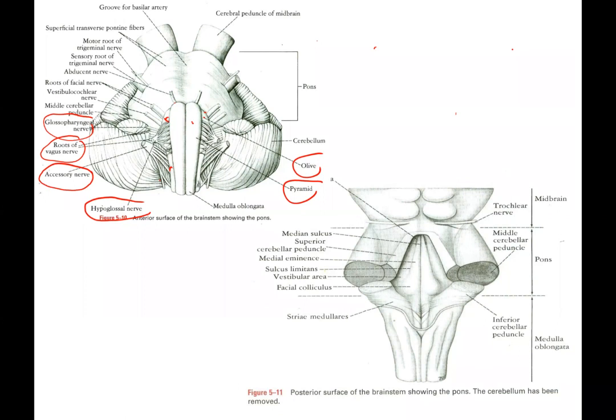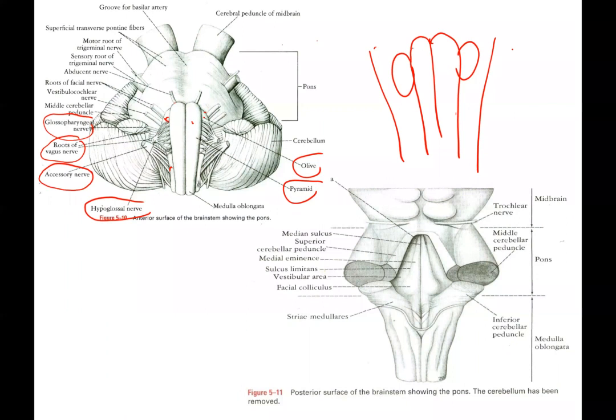They come out between the olive and the inferior cerebellar peduncle. This diagram is not clear on that. So it's like this. I deleted this. So it's like this. You get the olive here. You get the inferior cerebellar peduncle. So your 12th cranial nerve comes out here. Then your 9th, 10th, and 11th cranial nerves come out in this area between the inferior cerebellar peduncle and olive. So they can go down like this. They need not be restricted to that area.